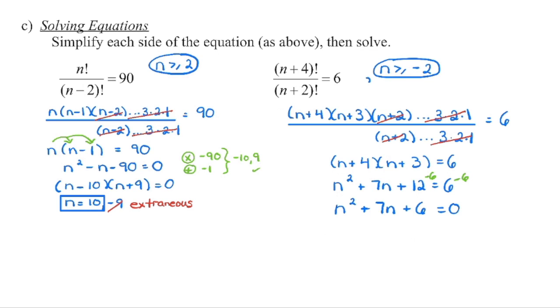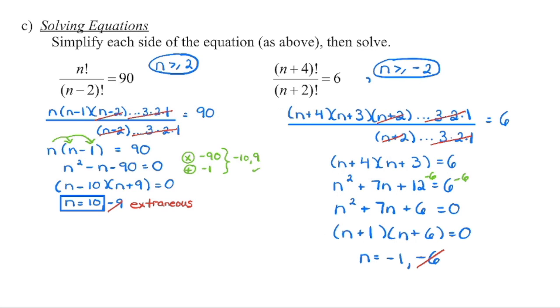Well, I know 6 times 1 is 6. 6 plus 1 is 7. So I'm going to go ahead and factor that. We're going to set each factor equal to 0. So n is going to be negative 1 or n is going to be negative 6. But then we have to check it against the restriction. n has to be greater than or equal to negative 2. So I know that this is going to be extraneous.